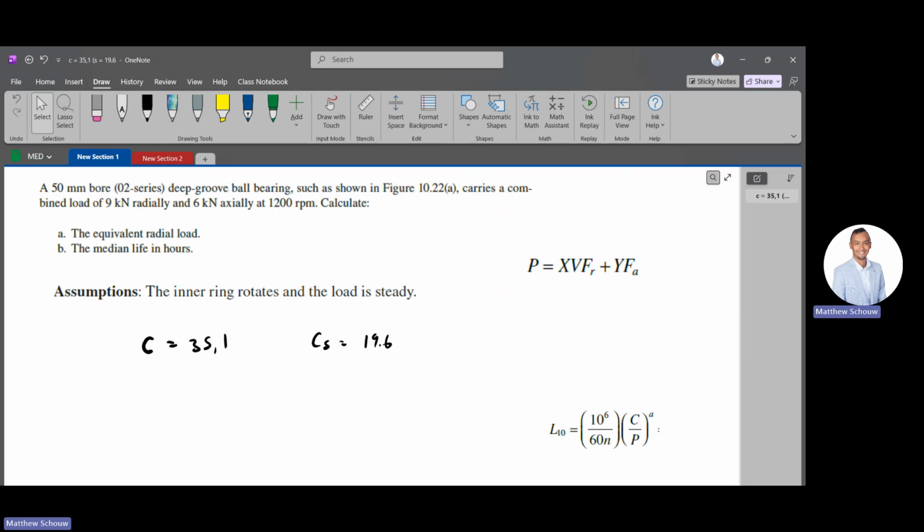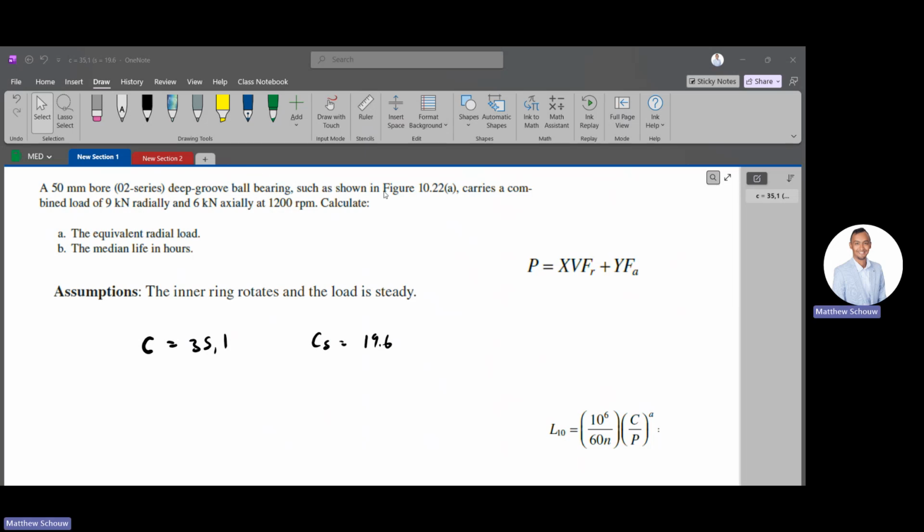Once we have that, we now need to check for our factors, right? You'll see where it comes from now. Okay, so we need to find that X and Y value, right? And we now need to go to table 10.6.